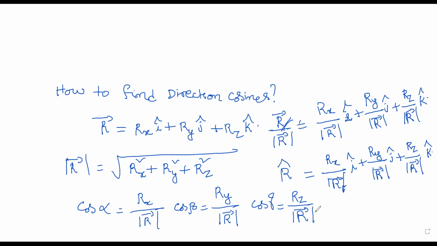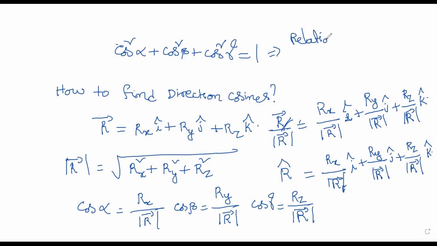This is how you find the direction cosines. And now, as I told you, the relation between the direction cosines is that cos square alpha plus cos square beta plus cos square gamma happens to be 1. This is the relation between the direction cosines. Short form, we call them DCs. So this is how we find the direction cosines.